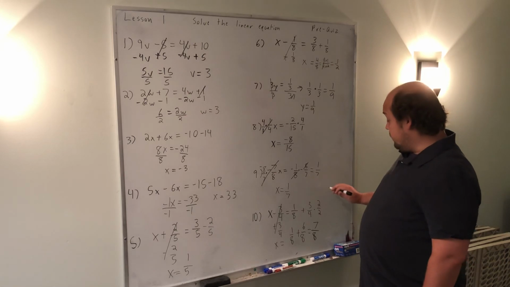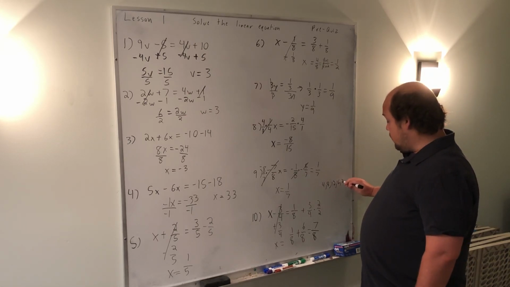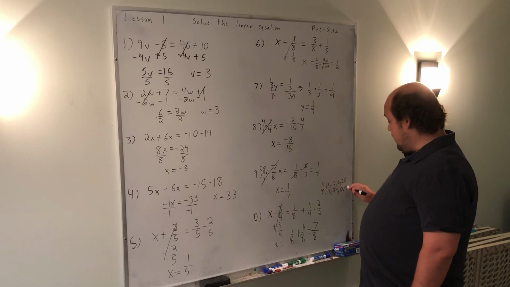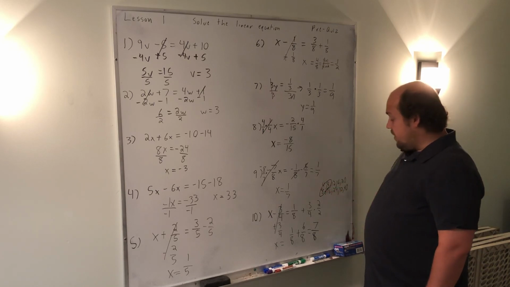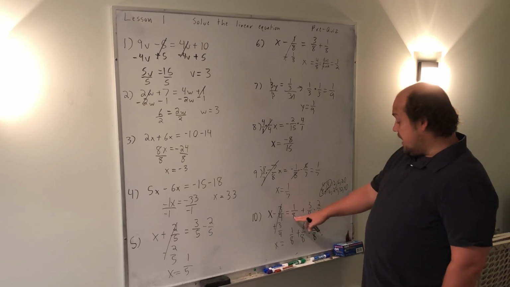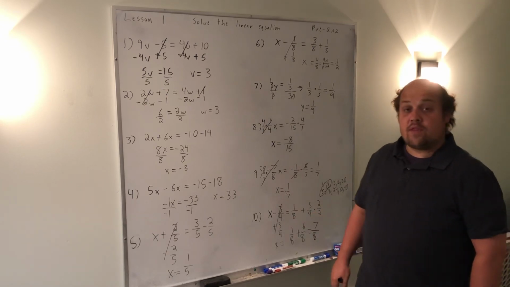If I look at the multiples of 4: 4, 8, 12, 16, 20. The multiples of 8: 8, 16, 24, 32, 40. 8 is the first number that appears on both lists. That's really how I knew that both of these denominators would have to be 8 in order for them to be combined.